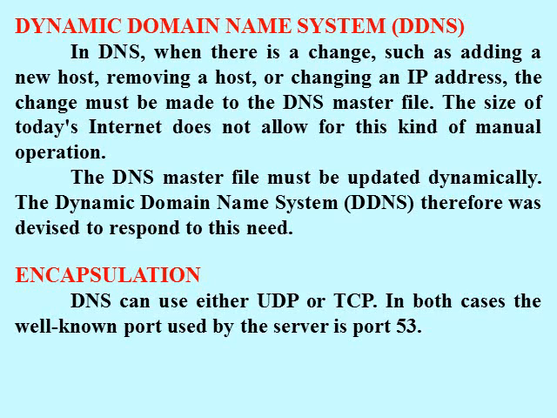Then next is encapsulation, which is about how we make the data, header or protocol used by DNS. DNS can use the UDP or TCP protocol format, that is User Datagram Protocol or Transmission Control Protocol of the transport layer. In both cases, the well-known port used by the server is port number 53. That is port number 53 for DNS, and it is common to both UDP and TCP.